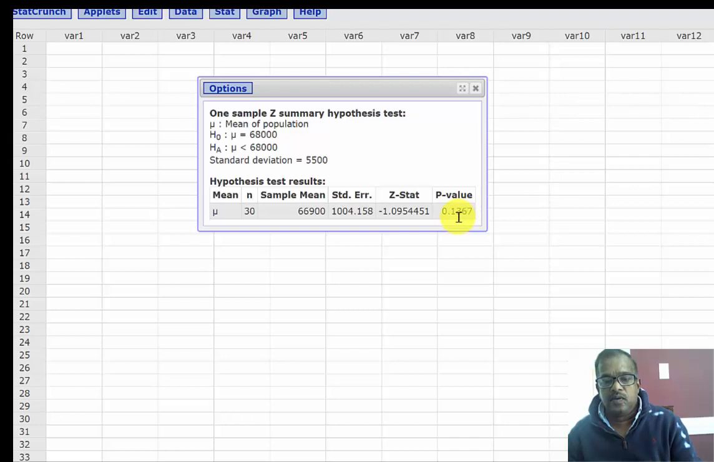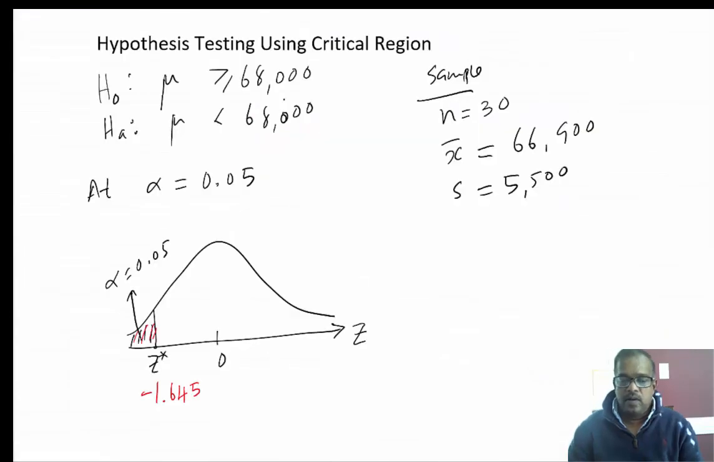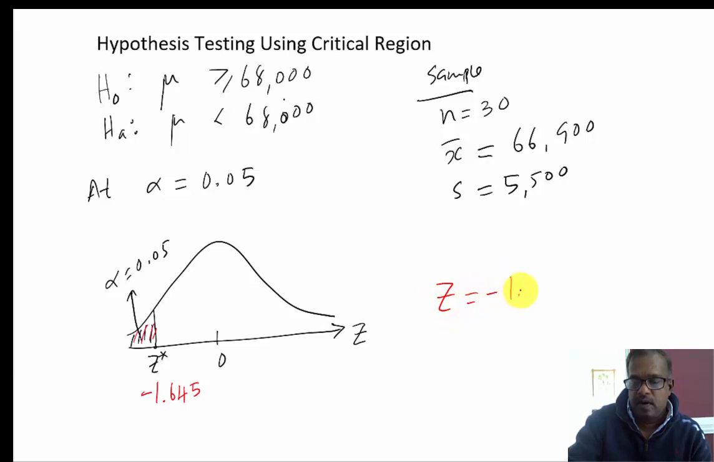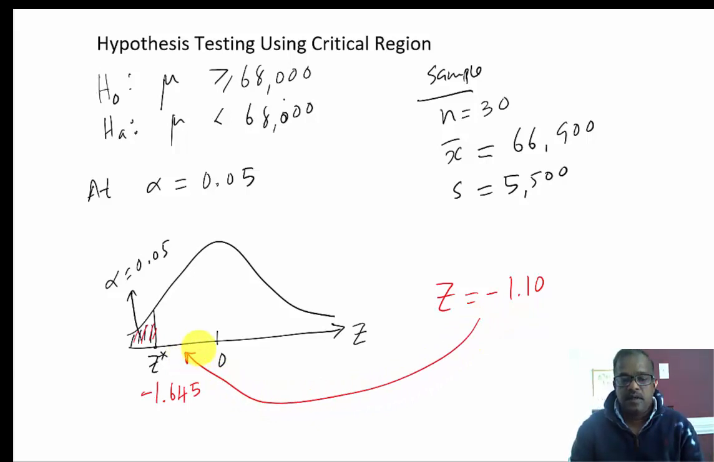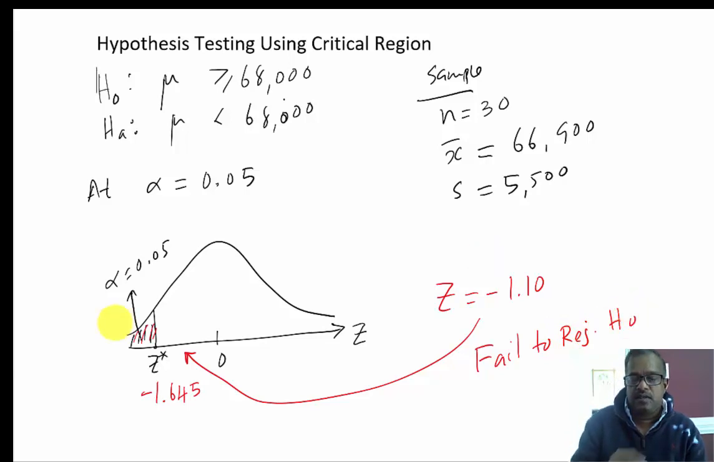Here's the p-value, but we are using the critical region. So this is called the test statistics value, which is negative 1.095 or negative 1.10 when you round it to 2 decimals. So negative test statistics value, what we get is negative 1.10. So you can see that belongs to somewhere over here, not to the critical region. So therefore we fail to reject H0. If it comes to this region, then we reject H0.